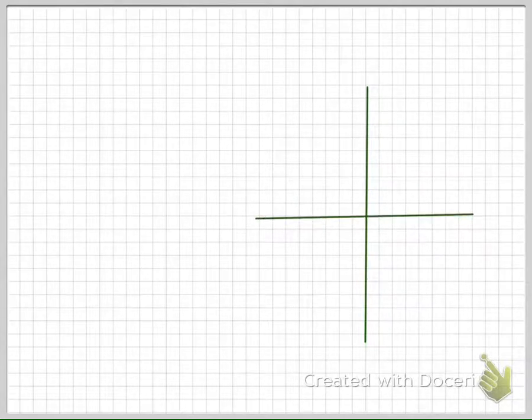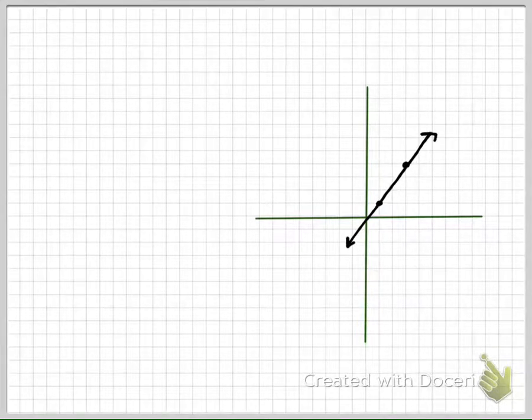Another way of finding slope, or the rate of change, is if I gave you 2 points on the coordinate plane. I could actually draw my coordinate plane and give you 2 points. We'll go right here and right here. And you could figure out the slope.